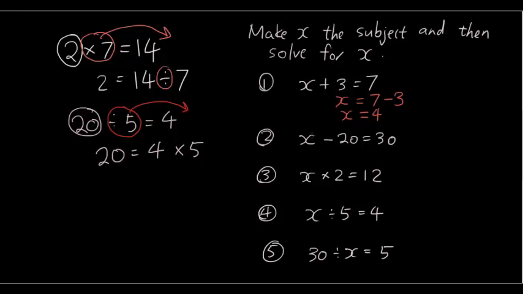Okay, so we're going to make x the subject by moving the 20 to the other side, so it becomes 30 plus 20, which is 50. Moving the times 2 to the other side, so 12 divided by 2 is 6. Moving the divided by 5 to the other side, so it's 4 times 5, which is 20. And x equals 30 divided by 5, which is 6.